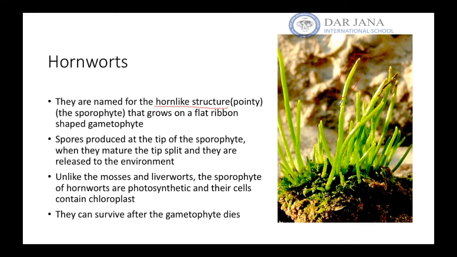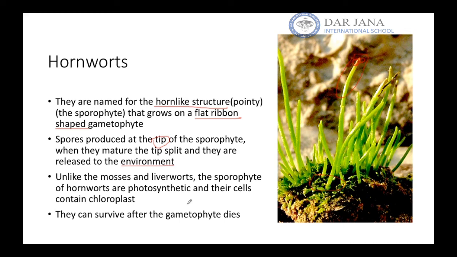But what we're looking at is the sporophyte stage. Sporophytes grow on the gametophyte. You can find the gametophyte here. It's a flat ribbon shape. Spores are produced at the tip of the sporophyte. So here you can find the spores. Once they are mature, the tip splits, and then the spores are released into the environment.